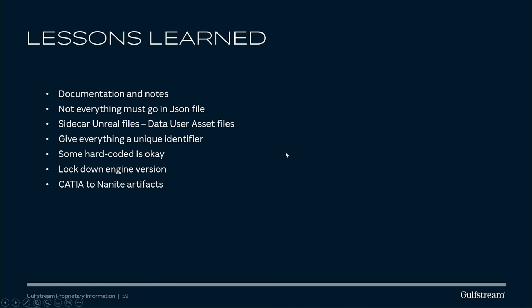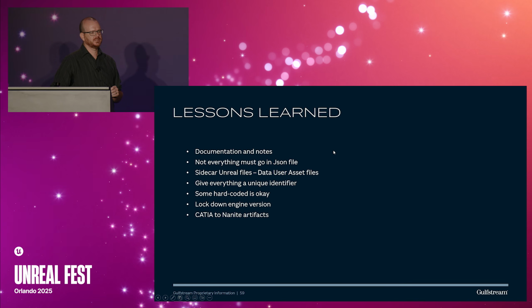We also saw a lot of CATIA to Nanite artifacts. We're still trying to track down exactly what causes that, but you may see some of those issues as well. You can fix some of those either by turning Nanite off for that particular object, which I wouldn't do a lot of because that can affect performance a lot, but you can in certain situations, or you could go to an external DCC and try to fix some of those issues. And with that, I think we are done.